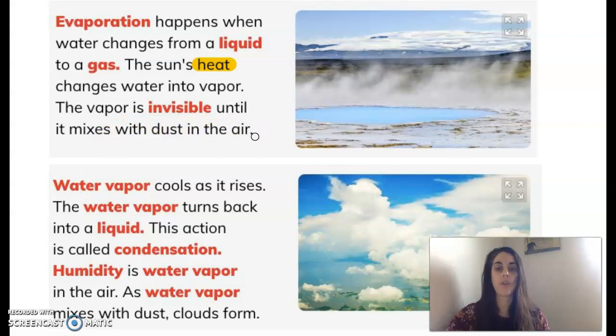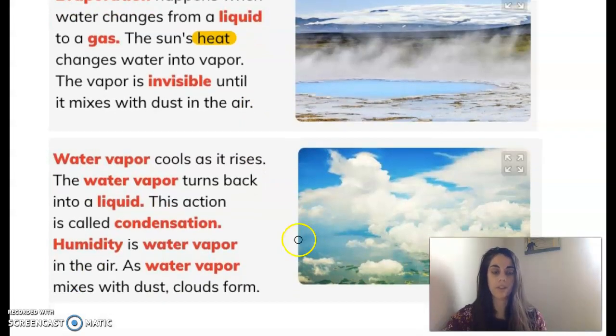Now let's read it out loud together. Ahora vamos a leerlo en voz alta juntos. Ready? Evaporation happens when water changes from a liquid to a gas. The sun's heat changes water into vapor. The vapor is invisible until it mixes with dust in the air. Good job. Now we're going to read the next part of the text.